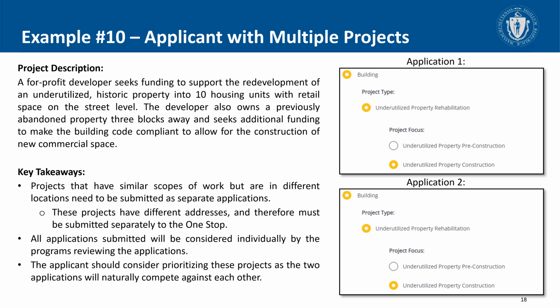They're two separate projects. In both cases, the applicant will choose underutilized property rehabilitation as the project type within the building development continuum category. Both of these are construction projects. So again, the applicant will select underutilized property construction as a project focus for both as well. So based on the selections made in 2.4, both of these applications will likely be reviewed by the underutilized properties program. So while the applicant is certainly allowed to submit both of these projects, the two projects will naturally compete against each other as they're both being reviewed by the same program.